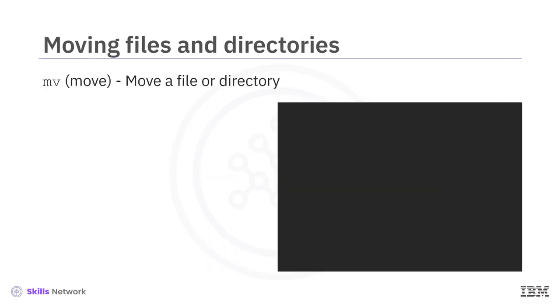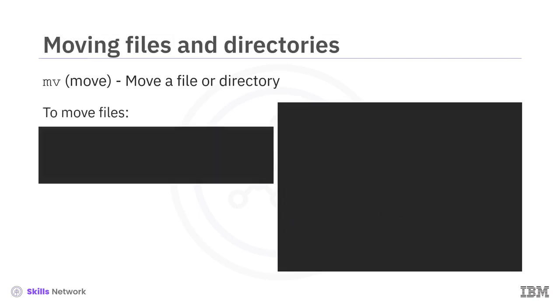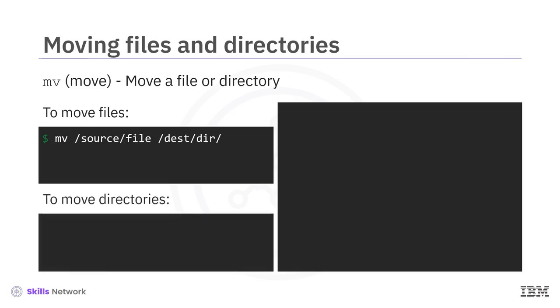The mv command allows you to move a file or directory. To move files, you can enter mv followed by the paths of the files you want to move, followed by the folder you want to move them to. Likewise, to move directories, you type mv with the directory's path to be moved, followed by the path and directory you want to move them to. Let's look at an example.